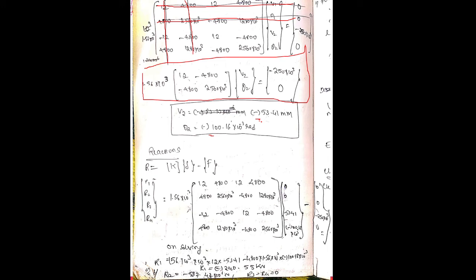For every problem we assume that at each node the deflections are upward and rotations are anti-clockwise. But if we calculate and get positive, it means our assumption is correct and it acts in the same direction. Negative means it is reverse. So here also the same. Your first question is over now.